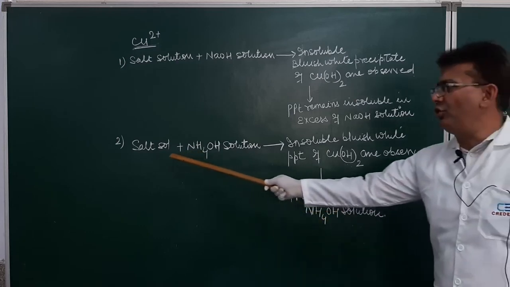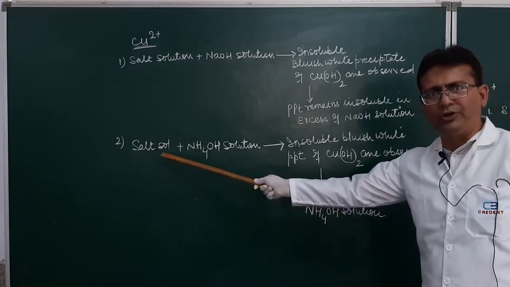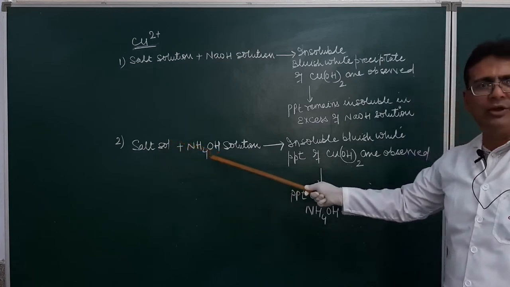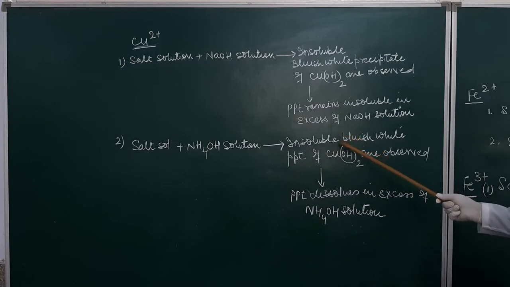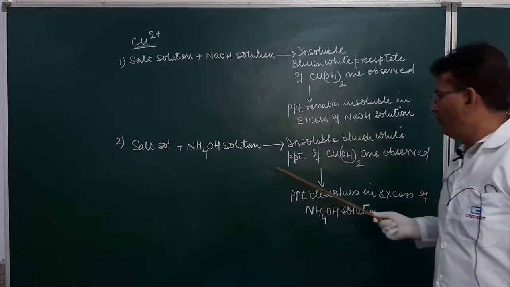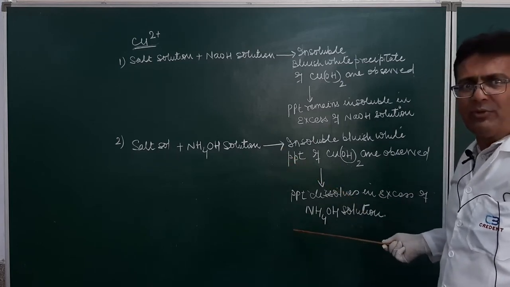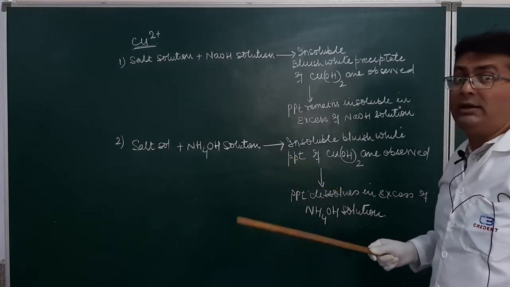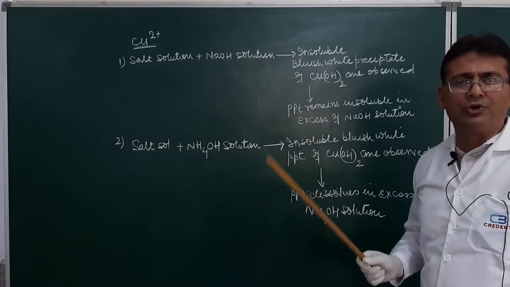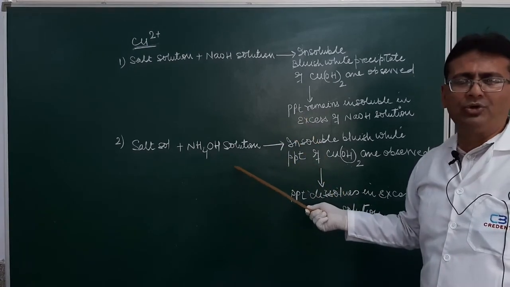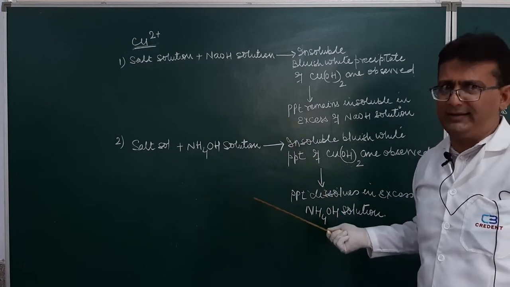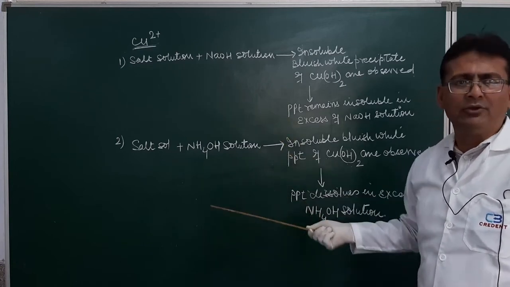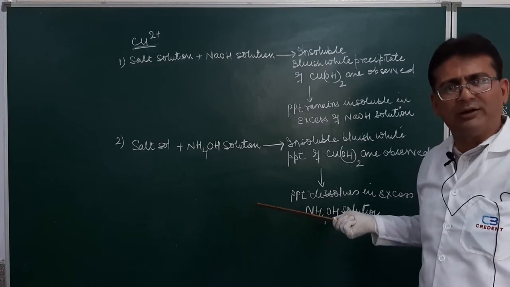To the second test tube, we again take the salt solution. We add ammonium hydroxide solution into this. Again we will observe an insoluble bluish white precipitate of cupric hydroxide. When we dissolve the precipitate in excess of ammonium hydroxide, the precipitate in this case gets soluble. I told you why? Because it is due to the formation of tetraamine copper complex salt. Suppose it is copper sulfate, so it will be tetraamine copper sulfate.